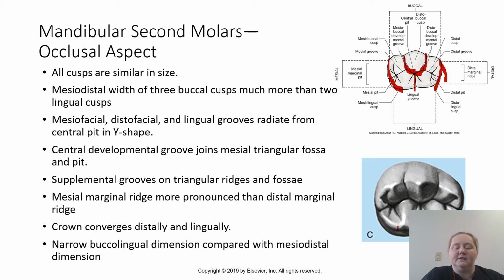Okay, and you can kind of see that. I don't know if my video is covering this, but you guys can look in your book, but you can really see it, I think, quite well on the picture of the occlusal surface. The crown converges distally and lingually, so it's going that way. All right, and it has a narrow buccal lingual dimension compared to the mesiodistal dimension.